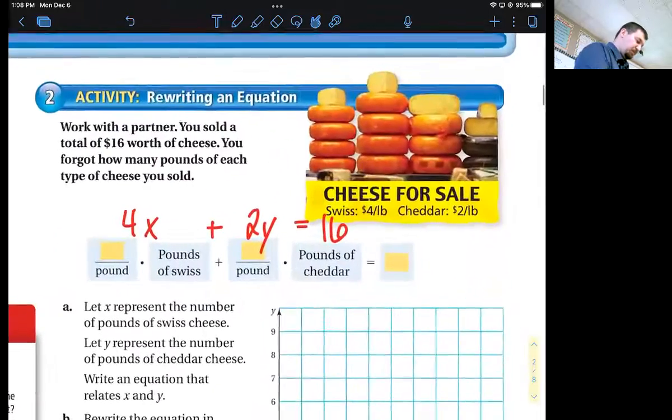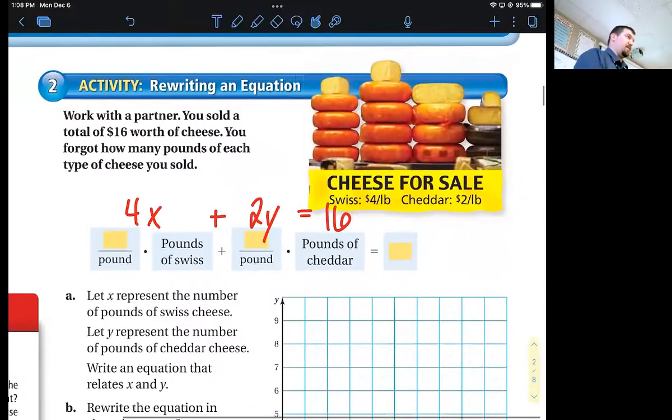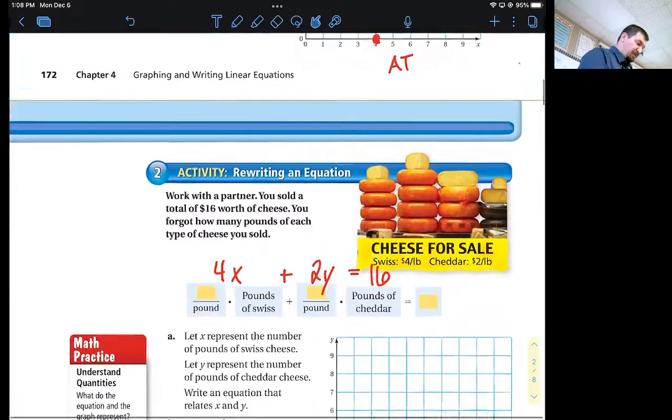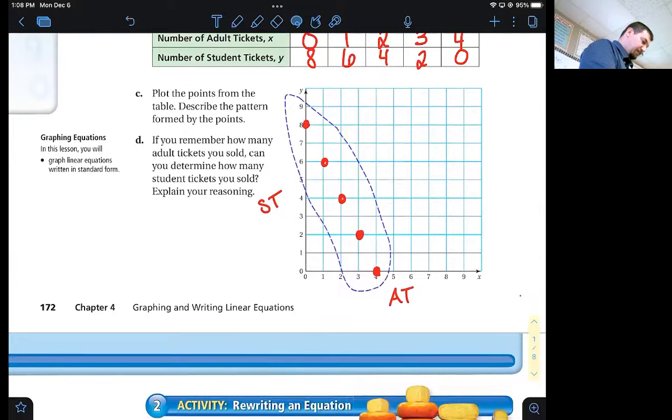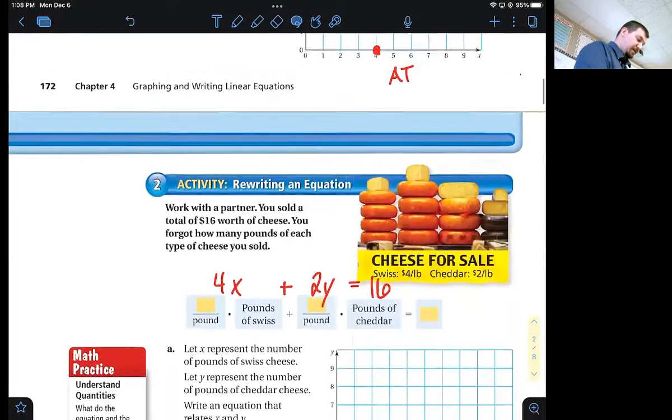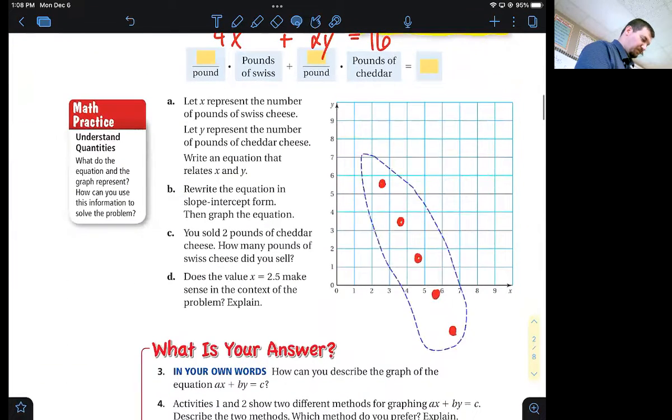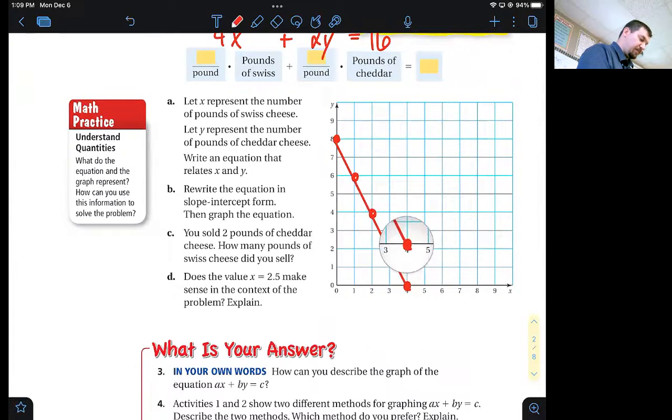Okay. Now, what's different about this is, can I sell half a pound of cheese? I could. If I have a scale, I can sell any of these in between values. So this would be a continuous function. So when I plot these points, and if you want, you could just copy and paste. It's not cheating, you're just copying yourself. You could copy and paste those points, but this time we're going to connect them with a line because we can have those in between values.